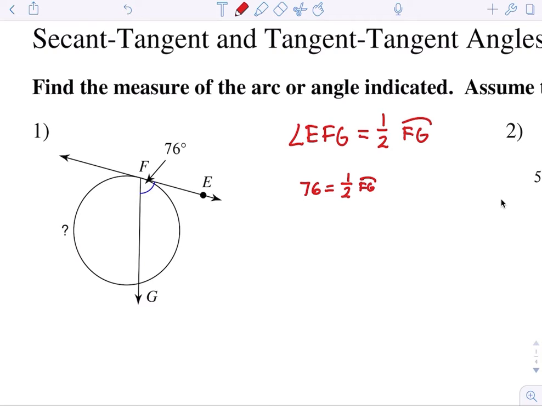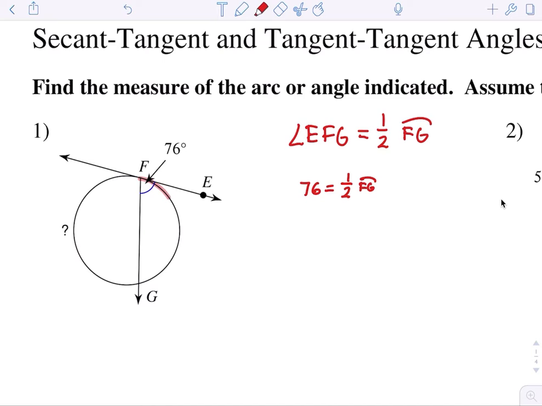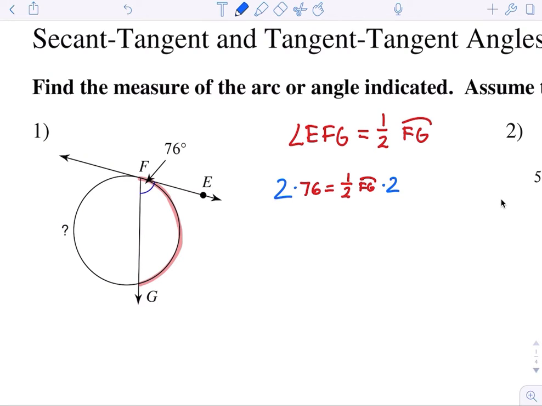So in order to figure out this arc measurement, we have to solve for this. So let's just multiply both sides by 2. This 1/2 and that 2 cancel, so all we're left with is 76 times 2, which is 152 degrees is arc FG. So we know this is 152 degrees.